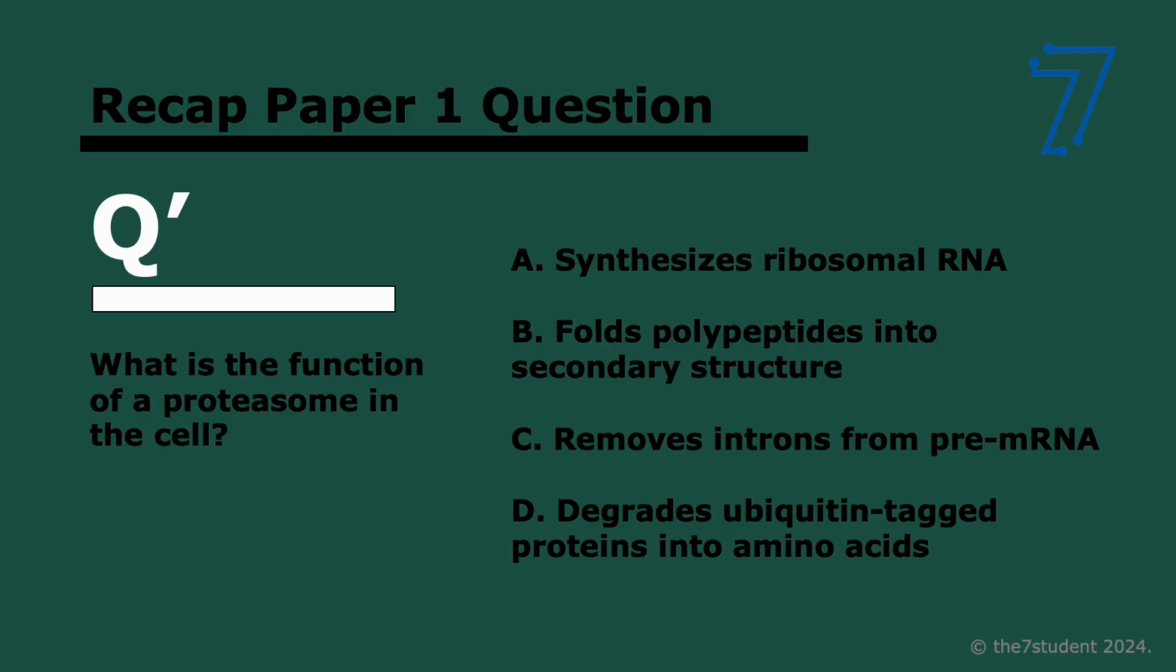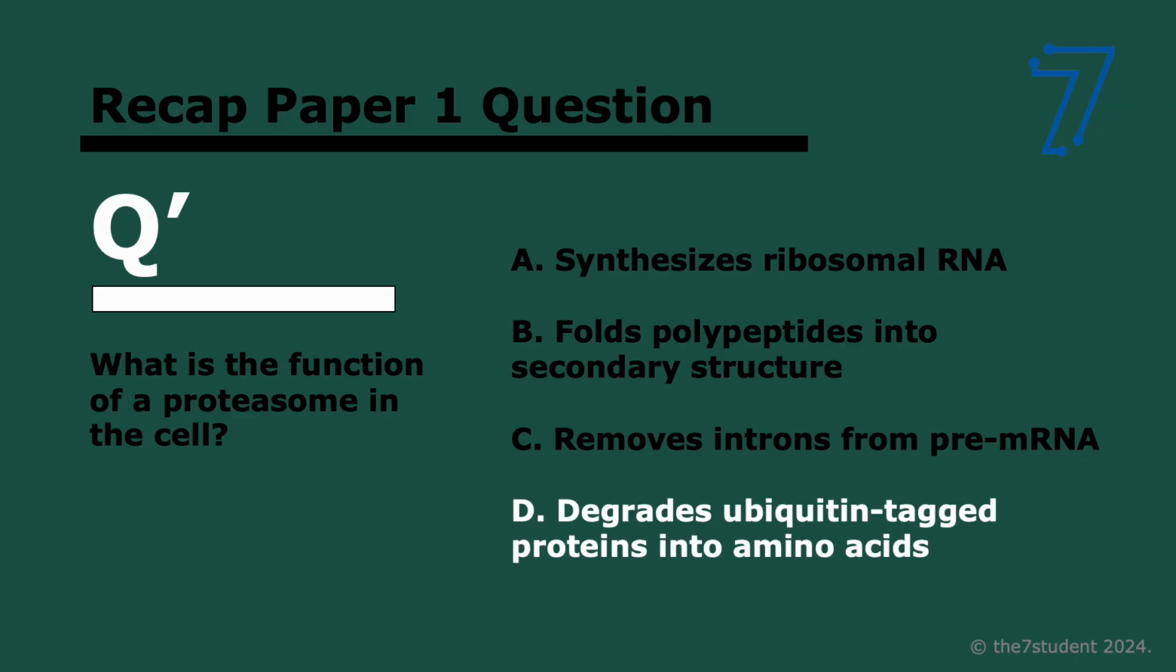And then the final question, what is the function of a proteasome in the cell? Okay, 3, 2, and 1. It's D. Why? Synthesizing ribosomal RNA is actually transcription, so nothing to do with this. Folding polypeptides is done by these proteins called chaperones. You don't need to know that, but nothing to do with proteasomes. And then removing introns from pre-mRNA, same. That's post-transcriptional modifications. The proteasome is at the end of the pathway. It's once we've already made the proteins, it's involved in degrading them when no longer needed or problematic, right? When they're faulty, so that we can get the amino acids back and recycle them, okay?